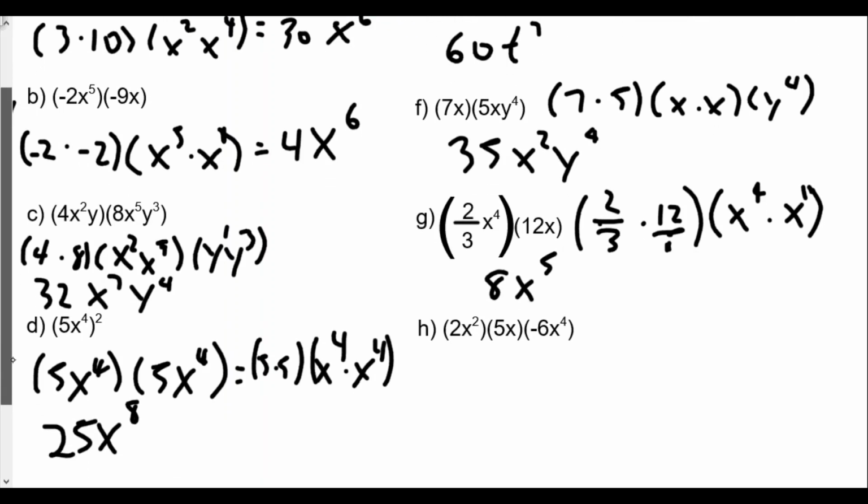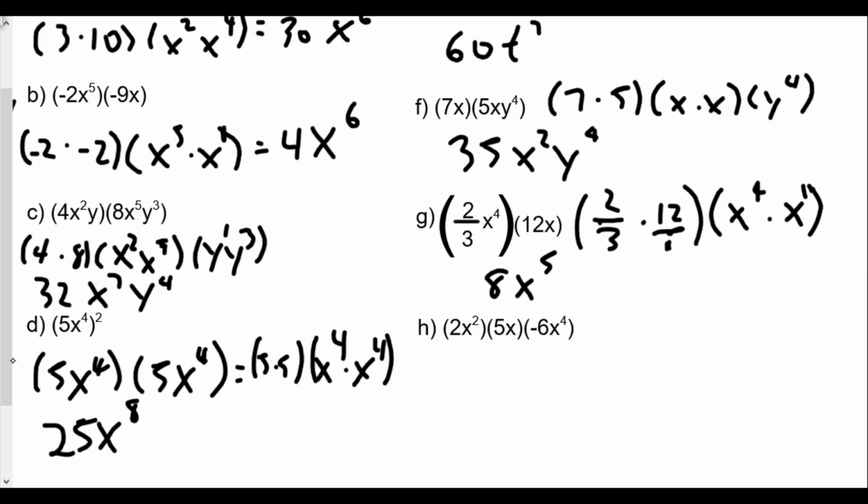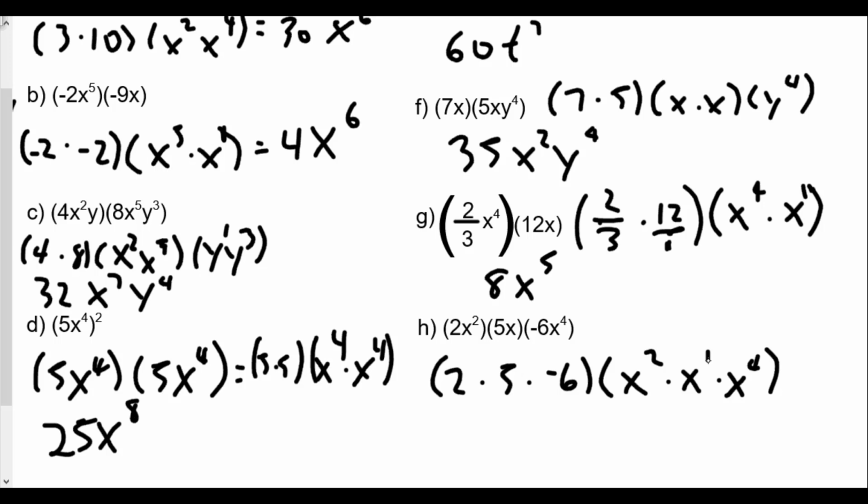Okay, and finally we're going to do h, and we're going to multiply 2 times 5 times negative 6 times x squared times x to the 4th. And put that little 1 there. So 2 times 5 is 10, times negative 6 is negative 60. X squared times x to the 1st power x to the 3rd. X to the 3rd times x to the 4th is x to the 7th. Or we just add all the exponents together.